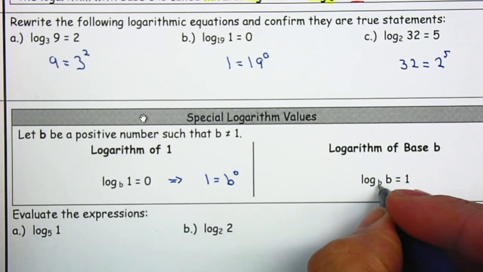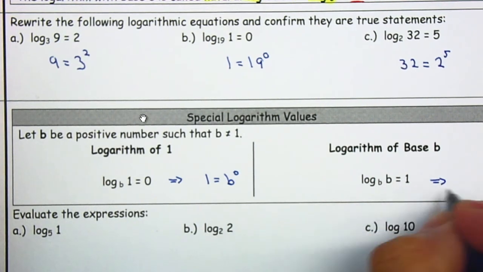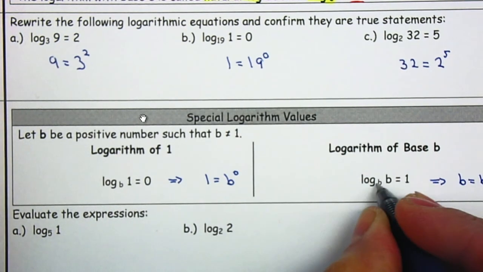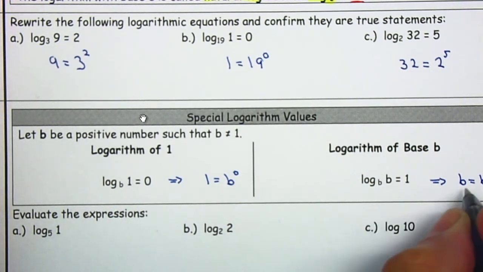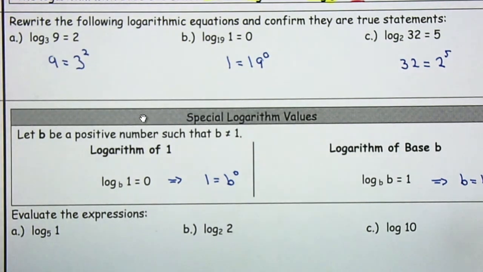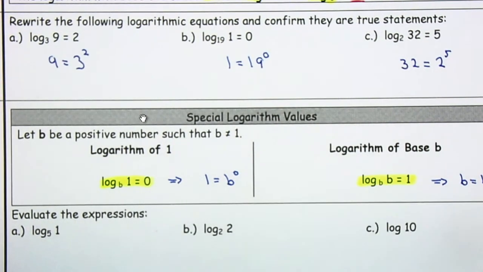Also, if the base and this number here are the same, it's going to be equal to 1. If we rewrite it, this will be b is equal to b to the 1. The b becomes the exponent for the 1. So it doesn't matter what the numbers are, if those two numbers are the same, it's always going to be equal to 1. So I want you guys to highlight it, so that way you guys can remember those two values.